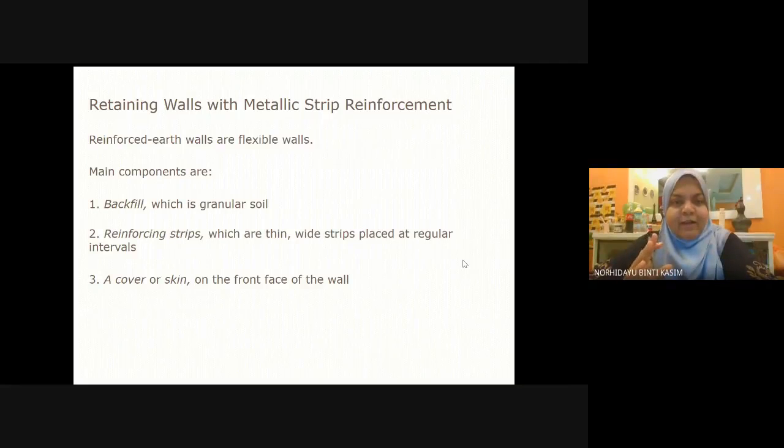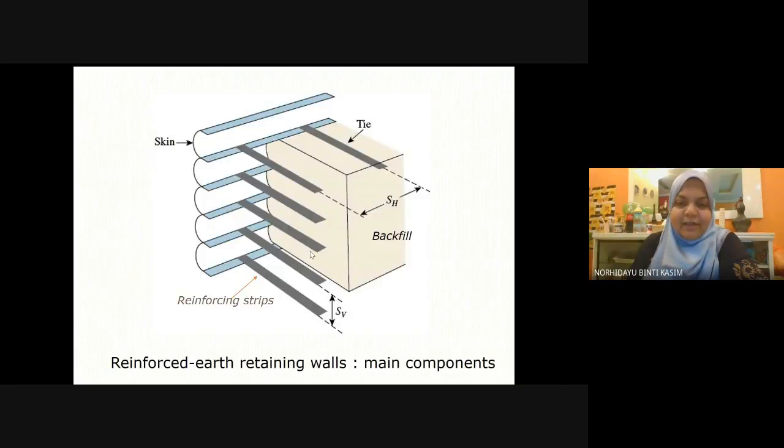The main components of the reinforced wall: first is the backfill. For backfill, we usually use granular soil. The second one is the reinforcing strip. And then we have the cover or skin of the wall in front of the wall. So this figure shows the main components of the reinforced retaining wall.